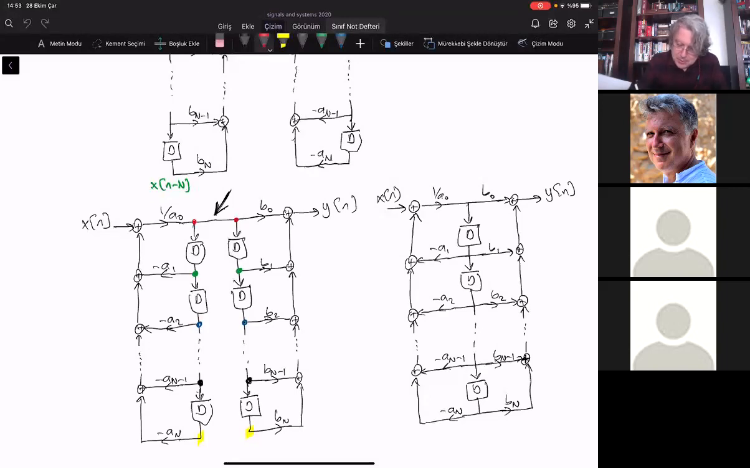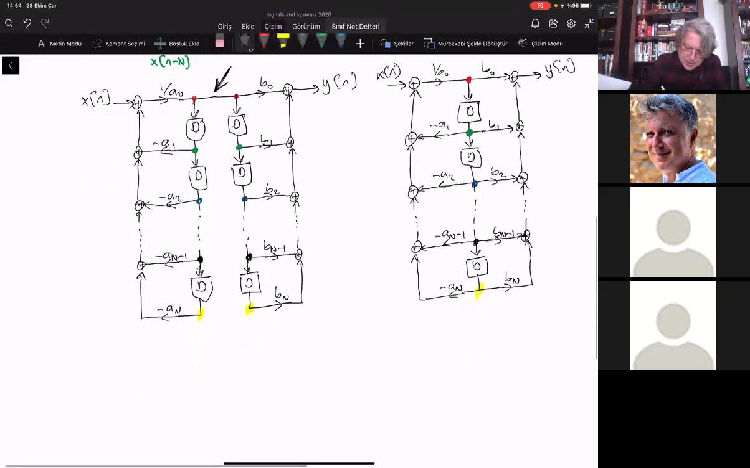Maybe I should put some labels. This is the red signal now. This is the green signal. This is the blue signal. This is the black signal. And this is the yellow signal that we have. So these two shapes are the same now. That's what I'm claiming. And in the previous, left-hand side implementation, how many delay elements was I using? I was using n times delay elements.